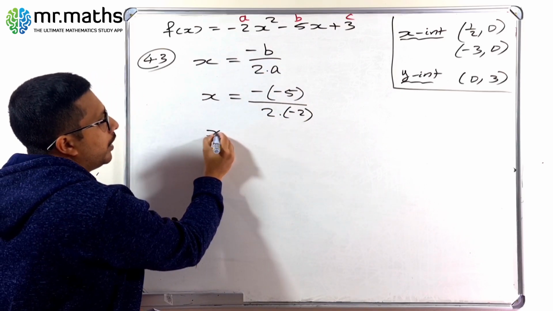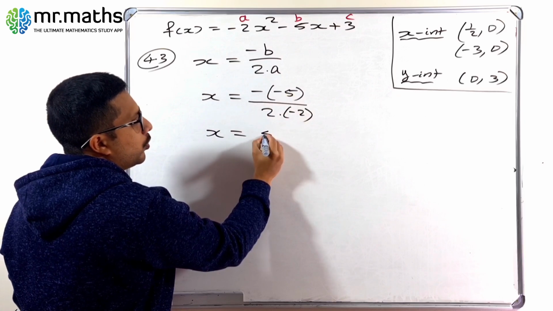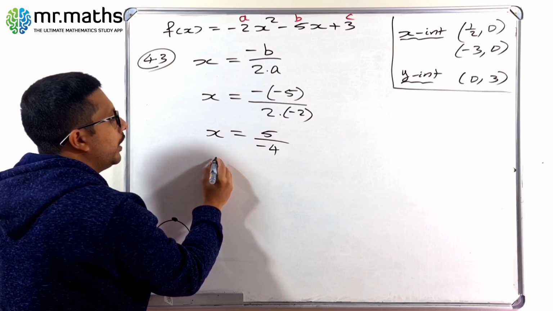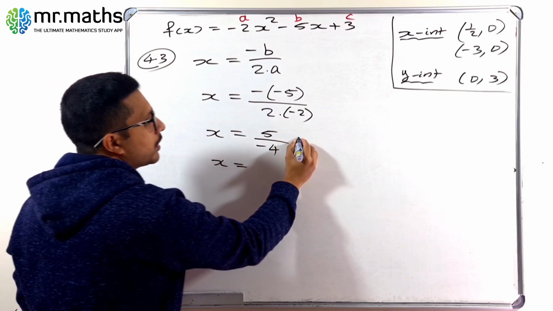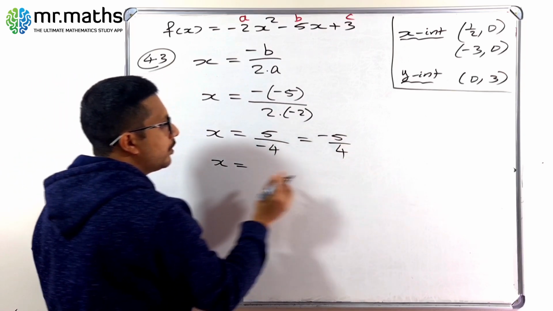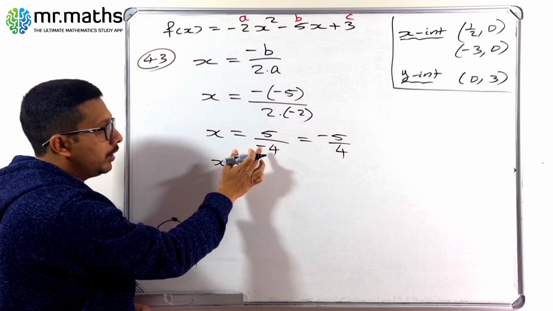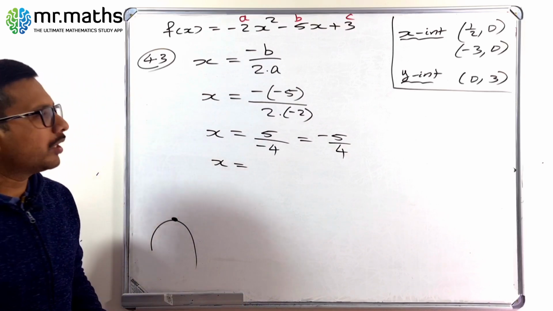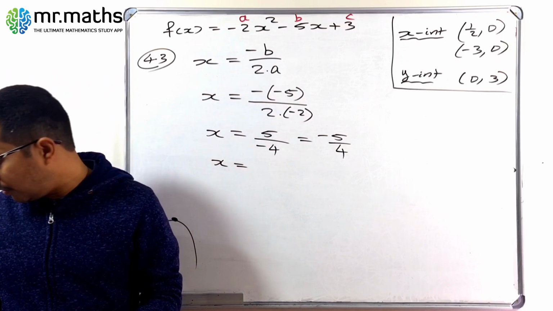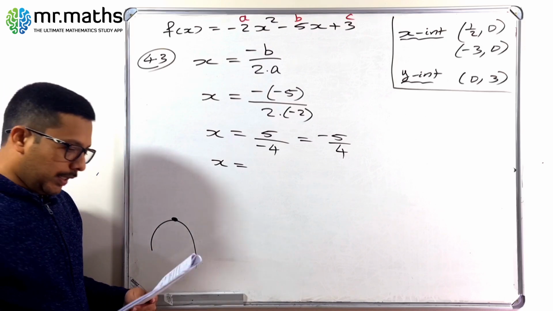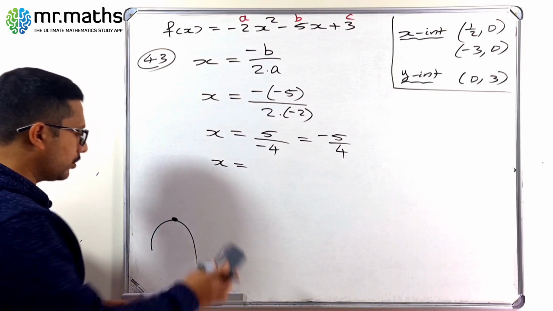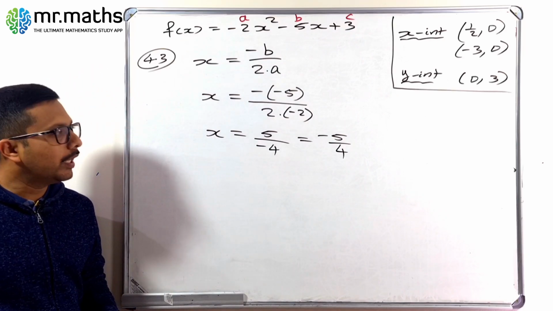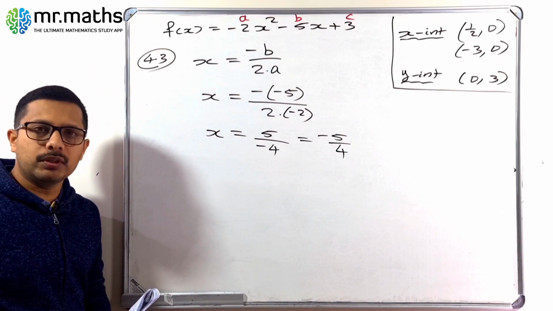So here x is equal to minus times minus is positive 5, 2 times -2 is -4. So x is equal to 5 over -4, which is the same as -5/4. It doesn't matter whether the negative is here or here, it's the same thing. So it is -5/4. Check in your calculator what is 5/4. So that is the x value of that turning point. The x value of the turning point is -5/4.